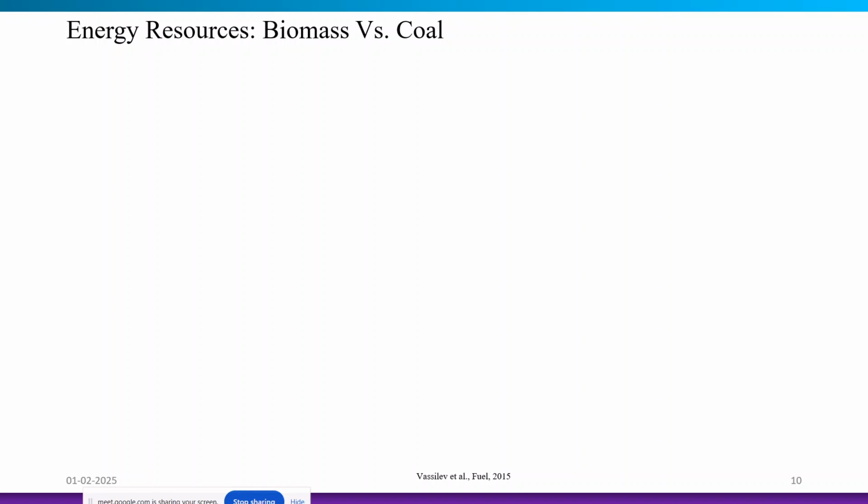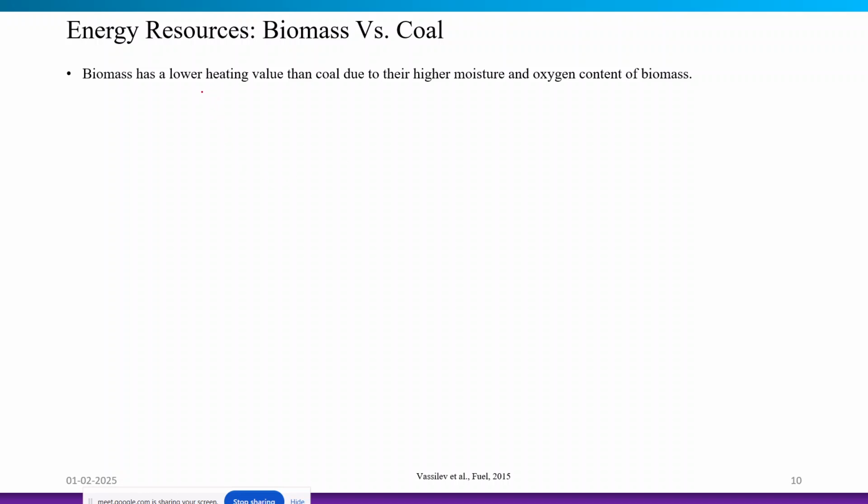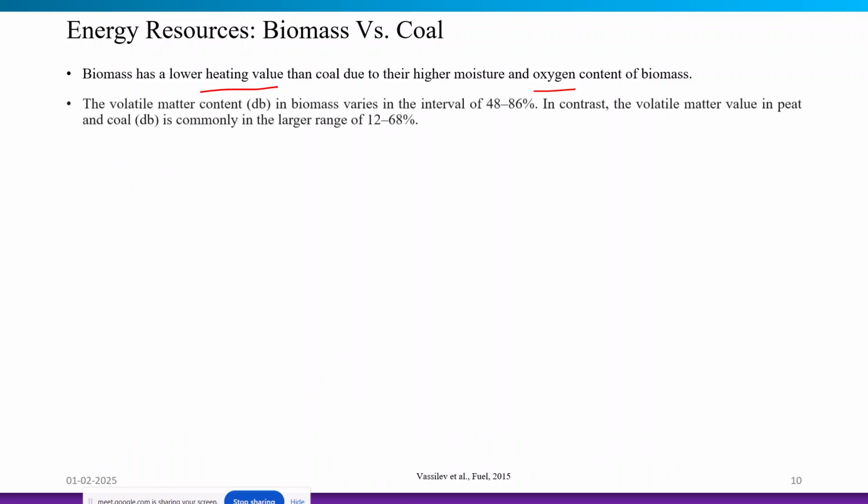and what are the problems and challenges associated with that. First, the main point is that biomass has a lower heating value than coal, because coal is a very energy-dense solid fuel, right? Biomass has a lower heating value because of its high moisture content as well as high oxygen content. So when you see the heating value equation, these two quantities being higher will reduce your heating value.